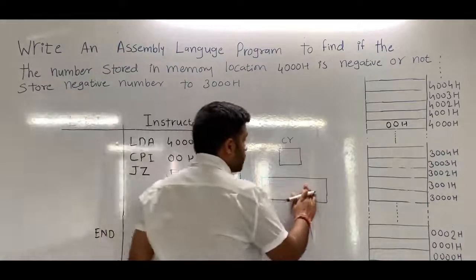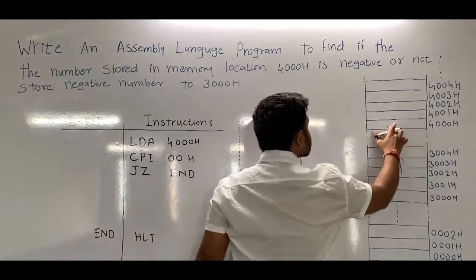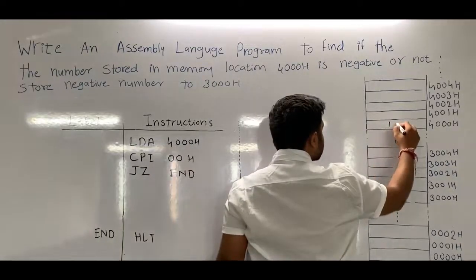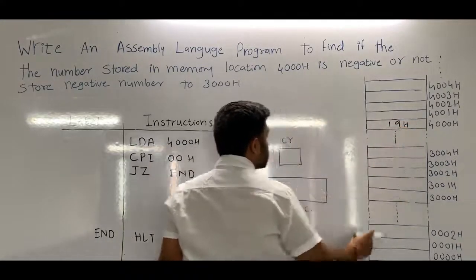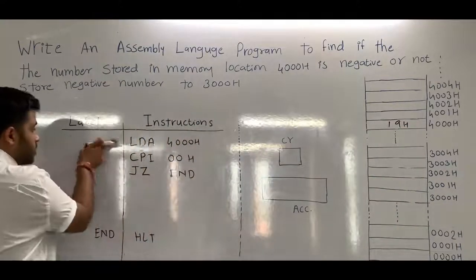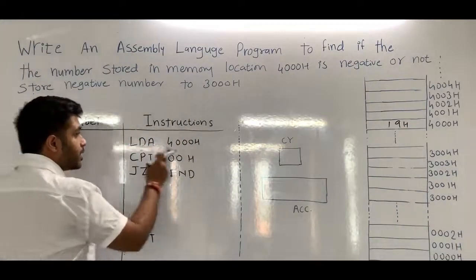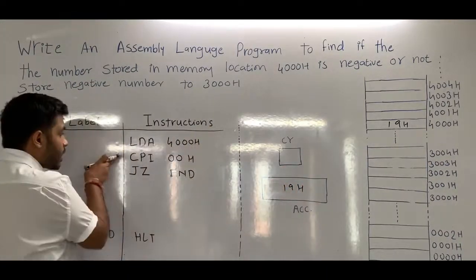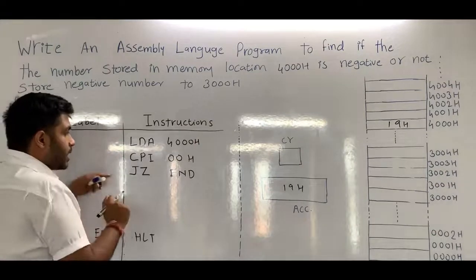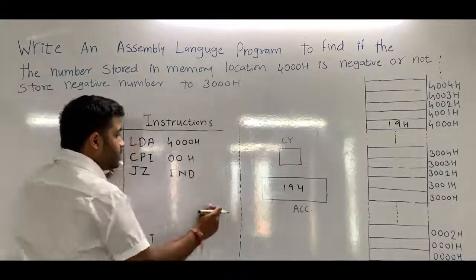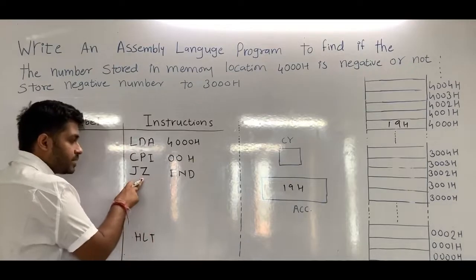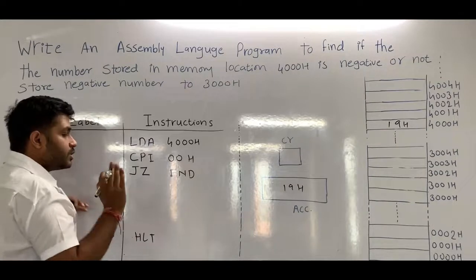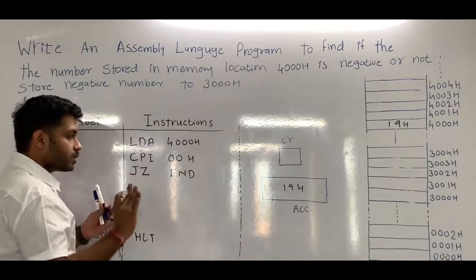Let's see the second case. The number which is stored in the 4000H is positive. Suppose the data is 19H. Again, the same instruction LDA 4000H. So data 19H will be moved to the accumulator. We will compare with 00H. Now we know that because 0 and 19 are not equal, the zero flag will not be set. So the program will not end. So when the zero flag is not set, we will check whether the number is negative or positive.